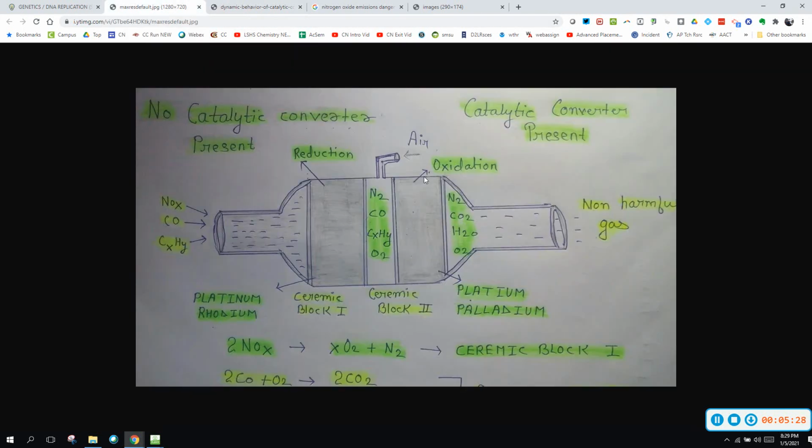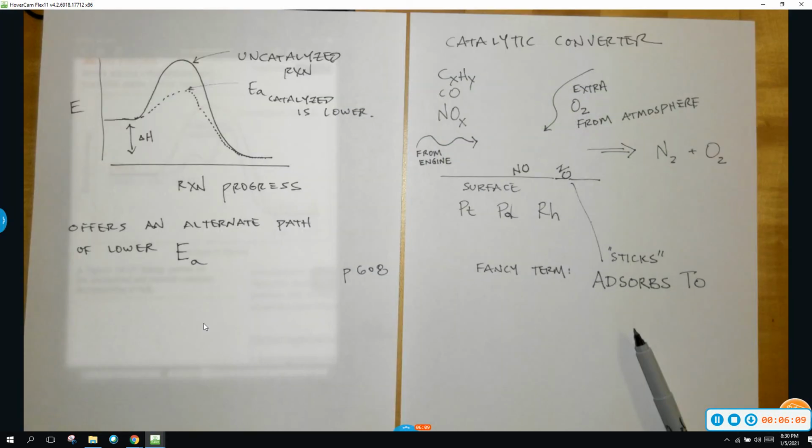Here's a really nice kids diagram. Here are the nitrous oxides, the carbon monoxide, and the CxHy's coming in. Then there are a couple of ceramic blocks right here that have platinum and palladium in them, and then you get these pieces out. As you learned back in Chapter 4, these are oxidation-reduction reactions, and then the non-harmful gases come out the other end. So that's one example of a really good use of a catalyst, because it speeds up this reaction with the air that's coming in, and when it comes out the other end of your car, you don't give off nearly as many noxious gases.